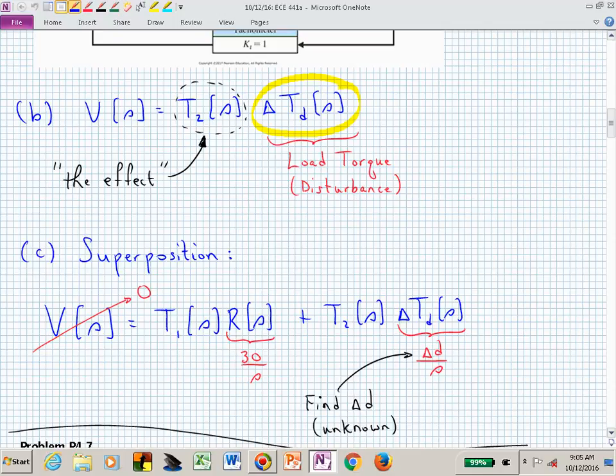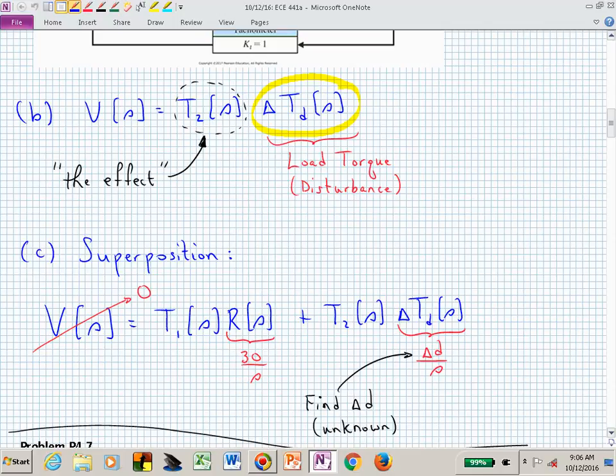In this case, you want to have the impact of both inputs, and because of superposition, you can add up those two pieces. You found the first piece in part A, the second piece in part B. Now he says, okay, assume you're going 30 miles an hour. That's a constant, so that's 30 over S. I think it's in miles per hour, but it doesn't matter the units. Let's just say it's 30 over S.